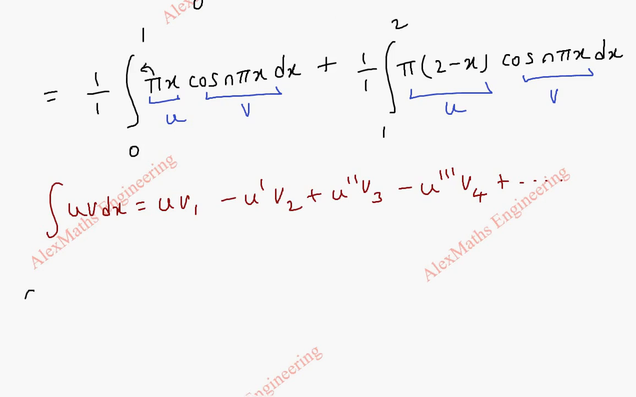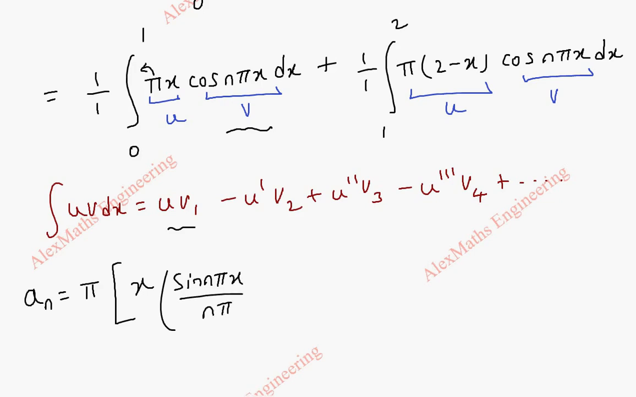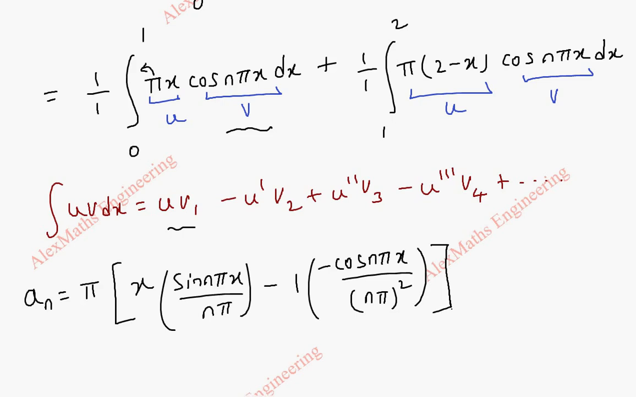So now coming to an, we keep pi outside, we take u as x. So as per the formula u v1, so x, then v1 is the integration of this, which is sin n pi x by n pi, minus u dash, which is 1, v2 is the integration of this, which is minus cos n pi x by n pi, and already there is one n pi in the denominator, so n pi whole square. And u double dash will be 0, so we don't need to write that.